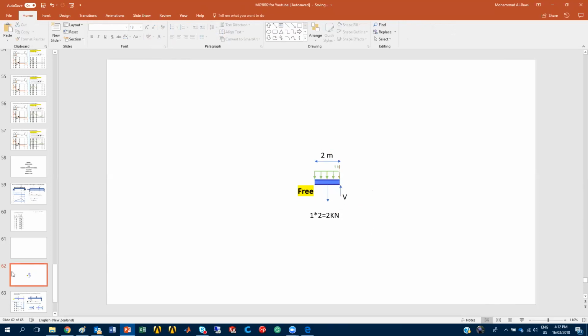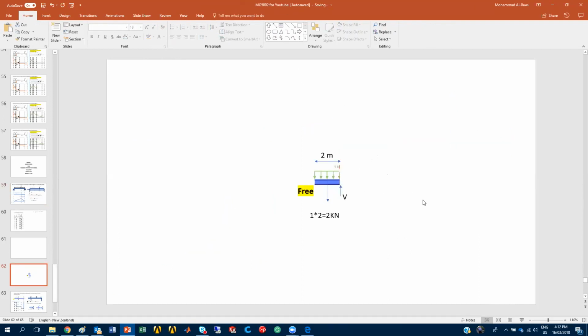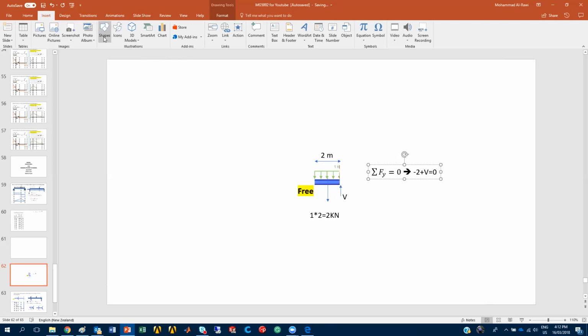So, what we learn when we solve this kind of question is that we always need to find the summation of forces in the vertical axis. So, the forces in the vertical axis equal 0. So, what we have in this equation is 2 kilonewtons, let's say minus 2 plus V is equal to 0. This assumes that upwards is the positive direction.